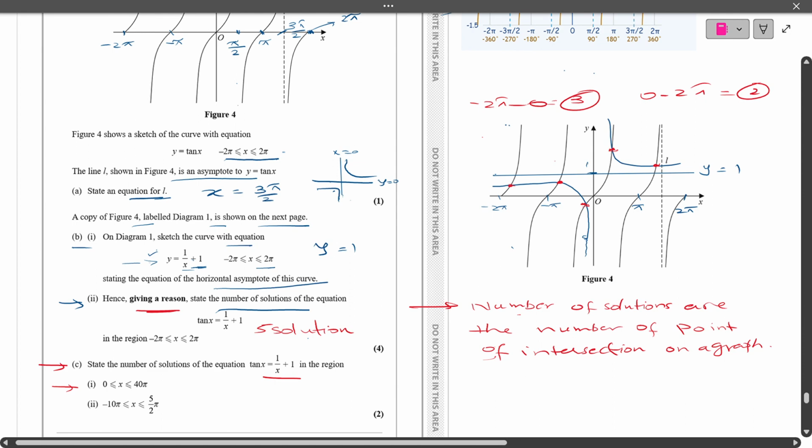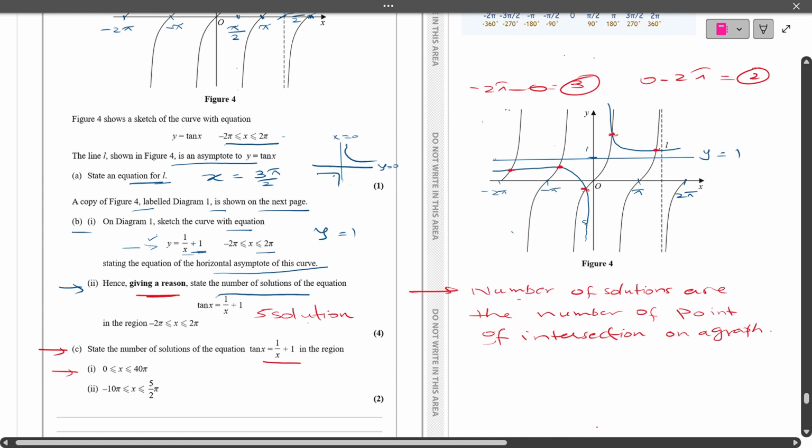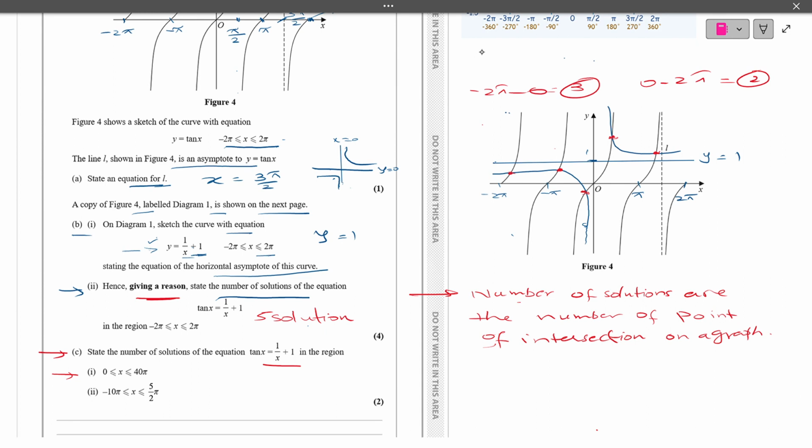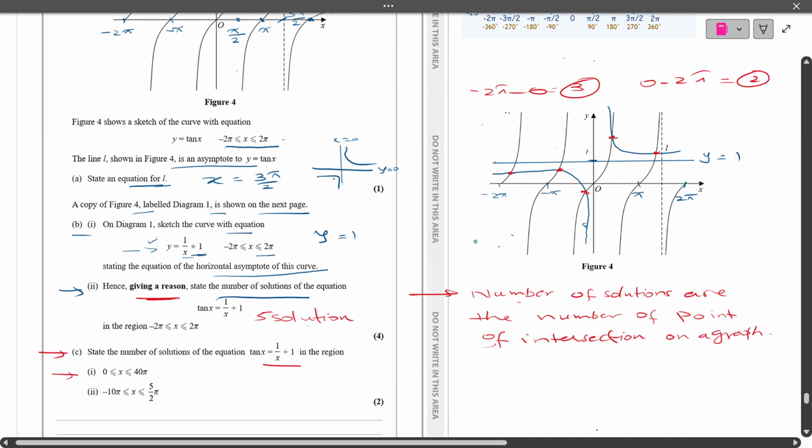From 0 to 2 pi, I have two solutions, okay? So have a look here. For 0 to 2 pi, I have two solutions. And 0 to 40 pi, definitely I will have 40 solutions.